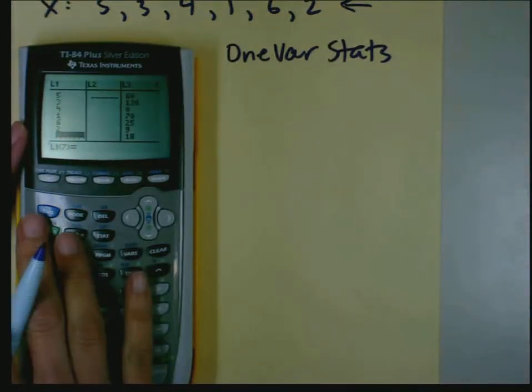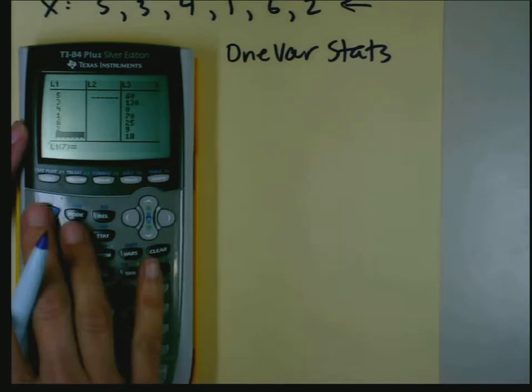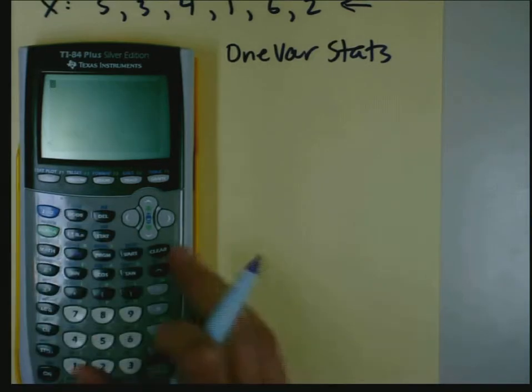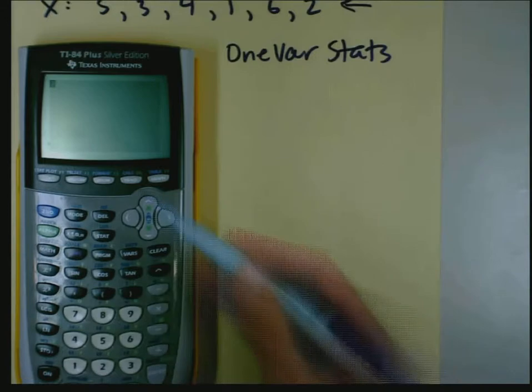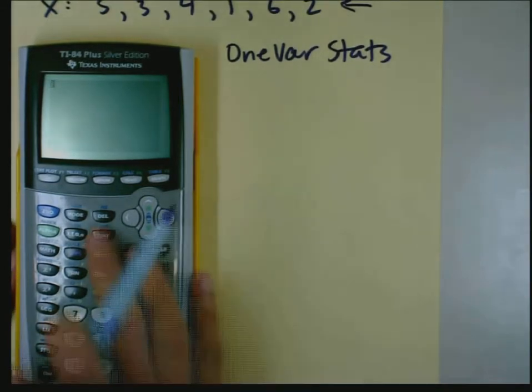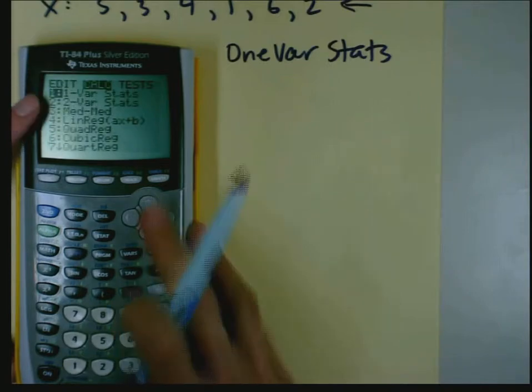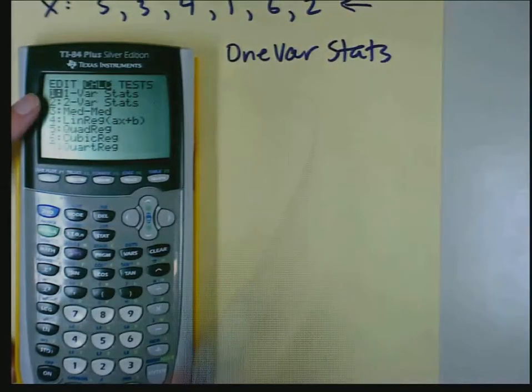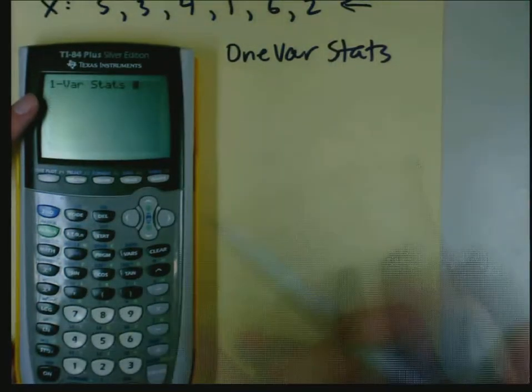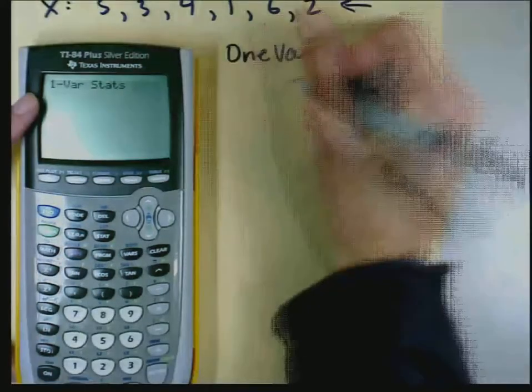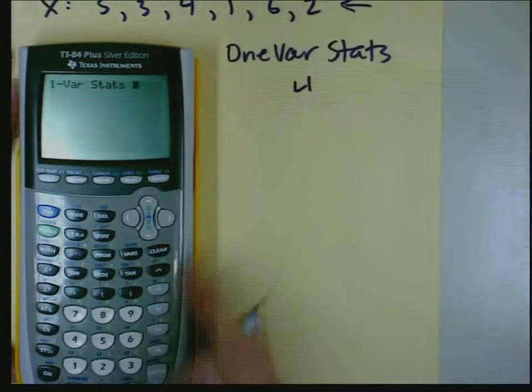So I'm going to hit second and then this mode button, which gives me quit. So second, quit. To run one variable stats, I go right back to the stat menu. So I hit stat, but I want to calculate now, so I'm going to arrow over to calc. One variable stats is what I choose, so I just hit enter. And it's asking me for the list. Well, I want L1. So I'm going to choose L1.